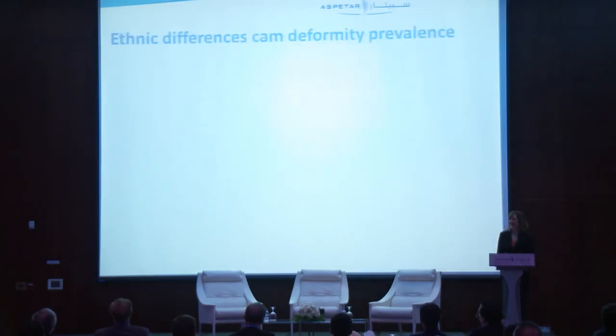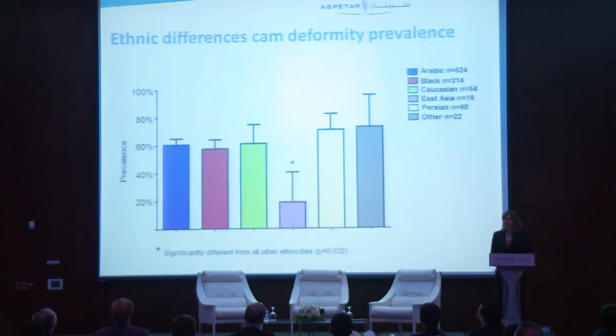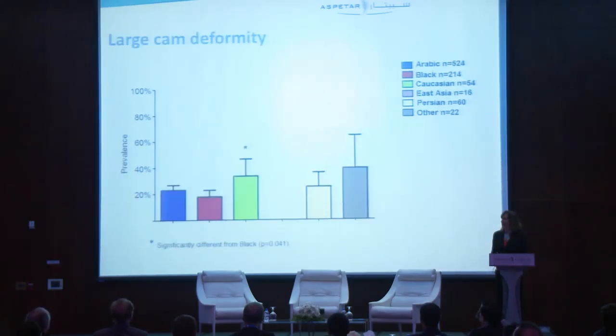So we also found some interesting things about ethnic differences in prevalence of the cam deformity. So you can see here across most of the ethnicities it was a fairly stable prevalence, but one group had a lower prevalence, and that's the group from South Korea. We had a small cohort, but even though it was small, we actually found a statistically significant difference in the prevalence rates of cam deformity in this ethnic group.